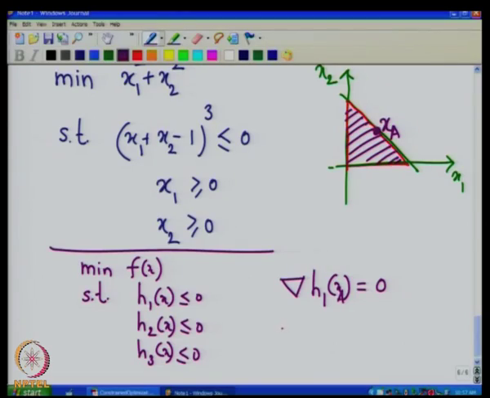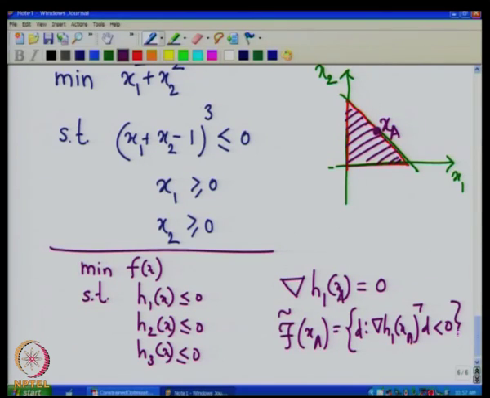So, if we write f tilde x a is equal to the set of all d's such that gradient h1 x a transpose d is less than 0, and since the gradient of this, remember that at x a the first constraint is the only active constraint, this is a null set, and therefore, f tilde x a intersection d tilde x a will be a null set.